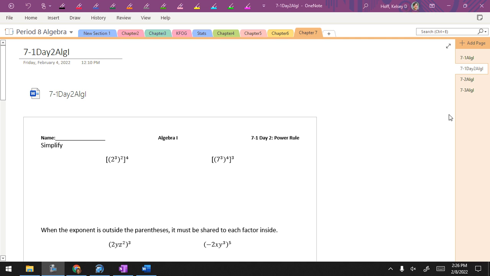Yesterday we learned a law of exponents that says when you multiply, you have to keep the base and do what to your exponents? Add them. Okay, today we're going to expand upon that, and we have a power rule, it's called.